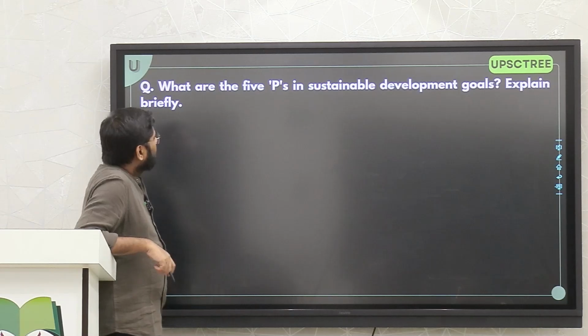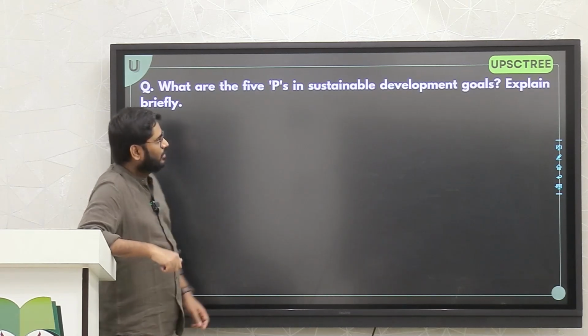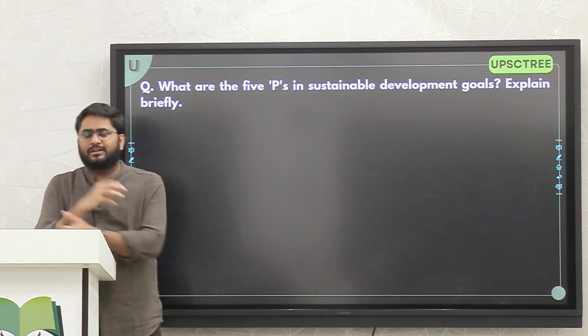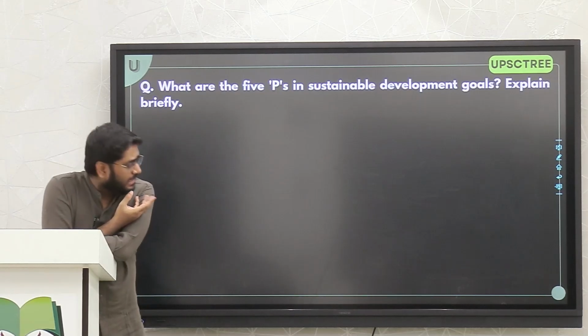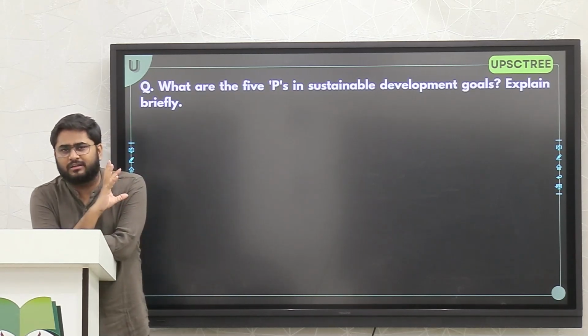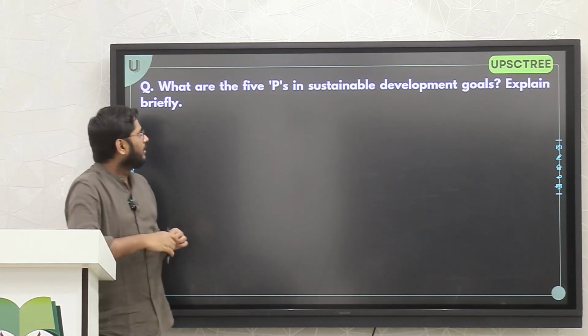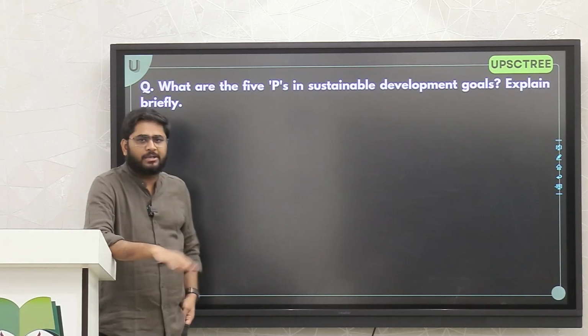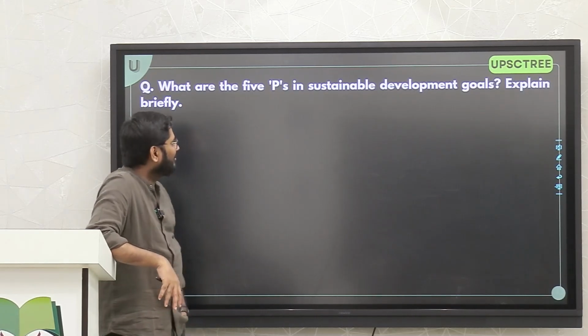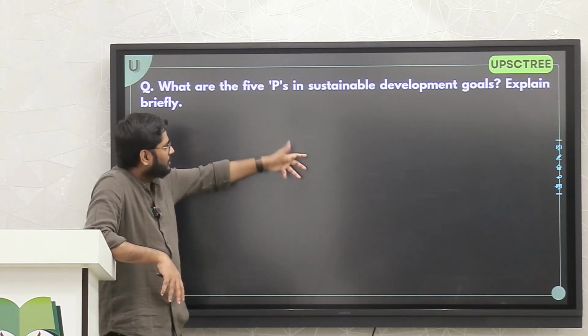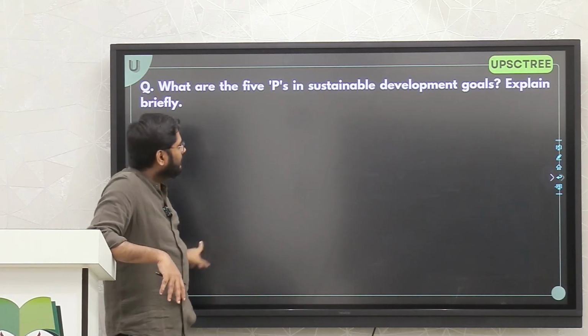Give an example, the 5P in sustainable development goals. See, this is a GS1 paper, and I think 70-80 questions are coming from environment itself. All of the students have read 5T. Now suddenly you have to write about 5P. Anyway, if you have read sustainable development goals, you should be able to write it.